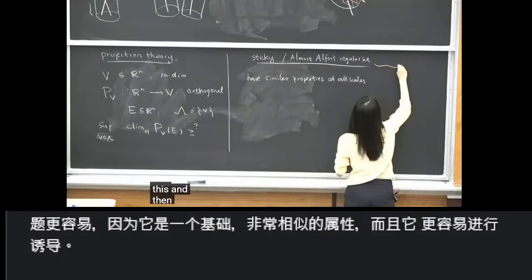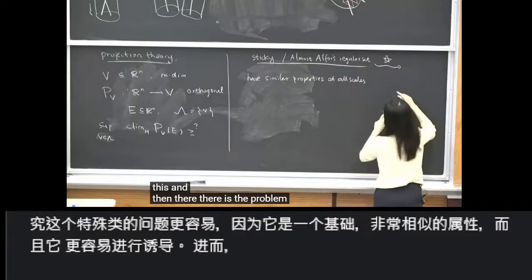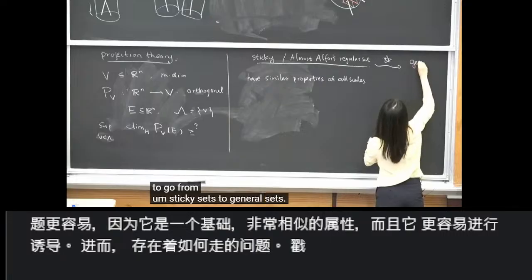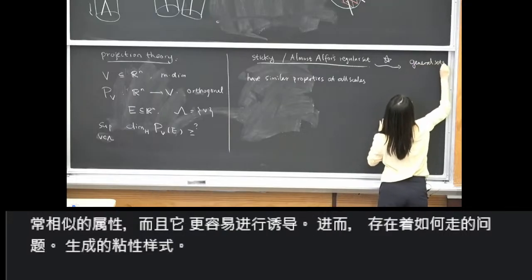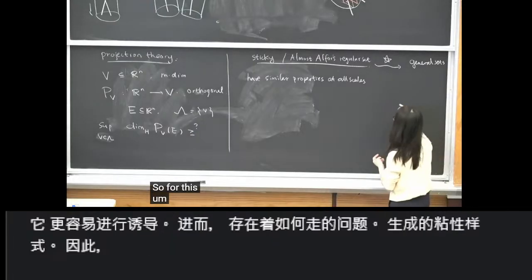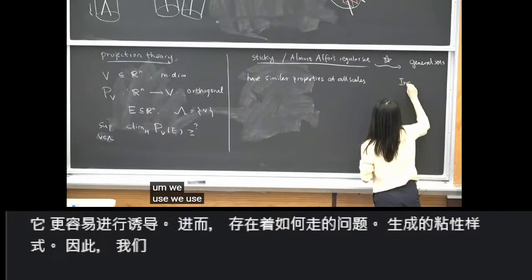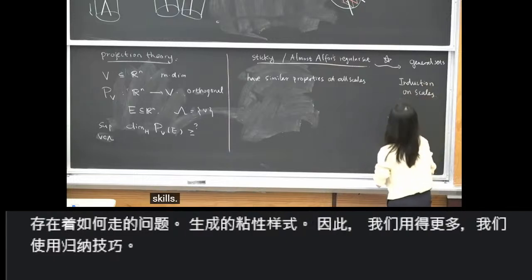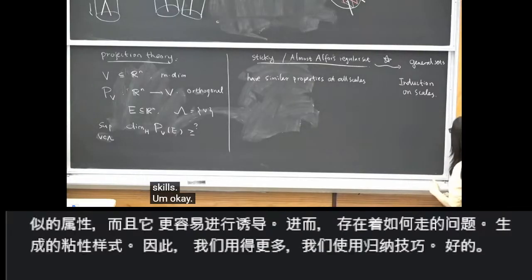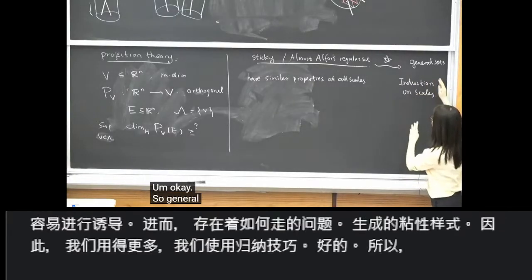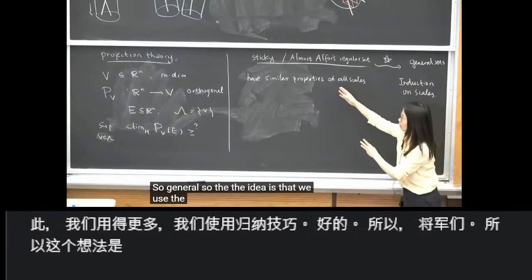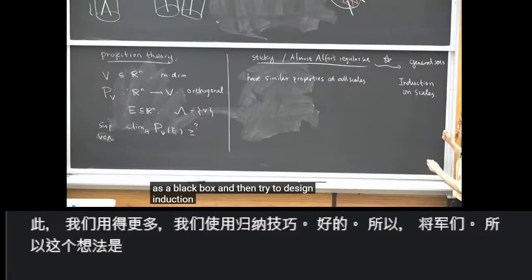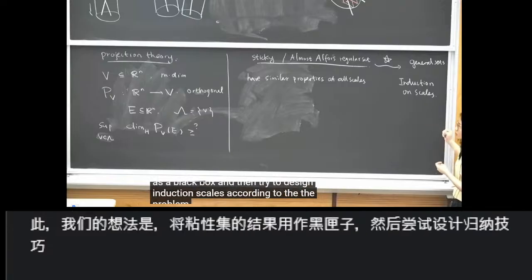And then there is the problem of how to go from sticky sets to general sets. For this, we use induction on scales. The idea is that we use the results about sticky sets as a black box, and then try to design induction scales according to the problem we want to study.